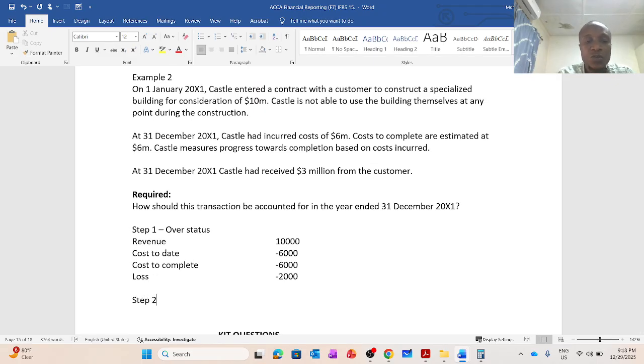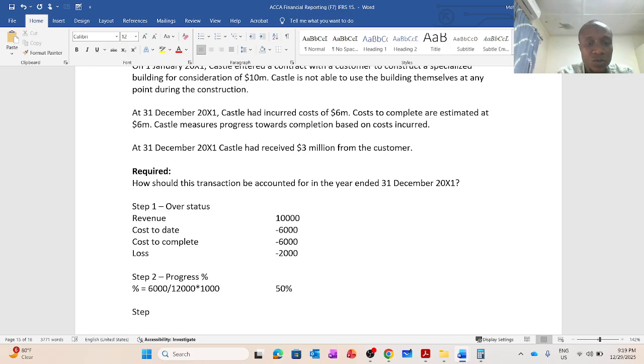Step 2, we are going to calculate the progress percentage. Now the percentage is equal to, using the input method, the cost incurred to date, 6,000, divided by the total cost, which is 12,000, multiplied by 100. So it implies 50%. Very good. Step 3, we are going to determine the statement of profit or loss. Very simple. Now we are going to recognize revenue based on the progress.